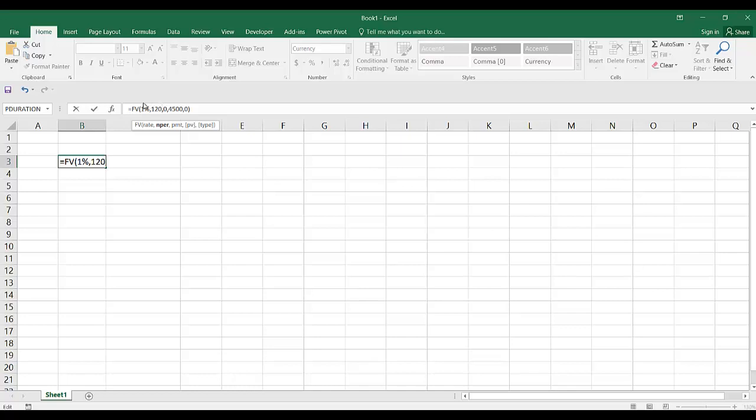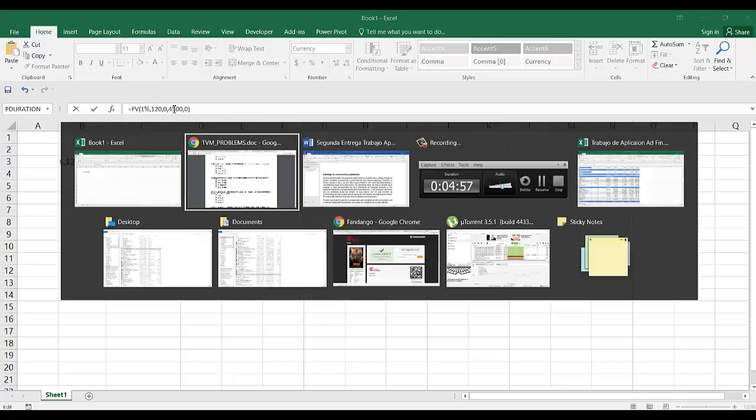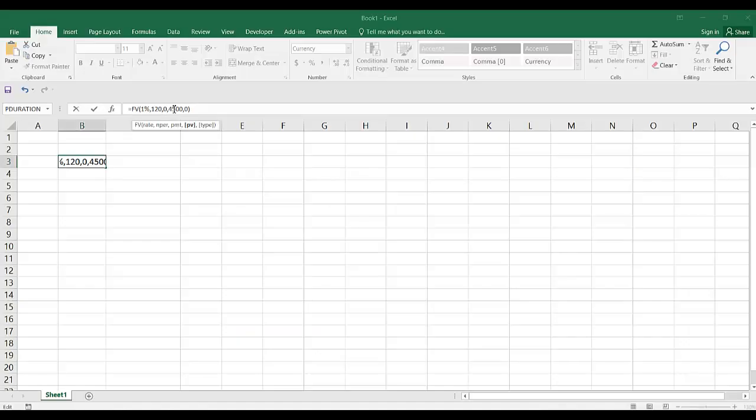The idea is that the number of periods is equivalent to the interest rate, whether it's monthly, semi-annually, or annually. Also, the payments are 0, and we have the same deposit, which is $4,500.